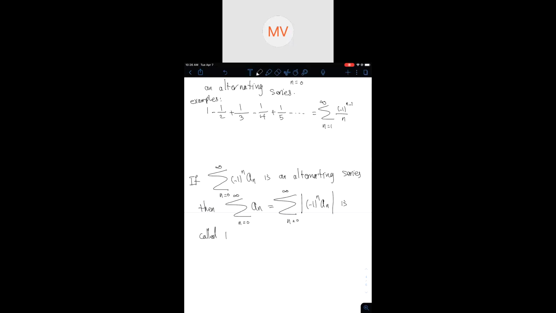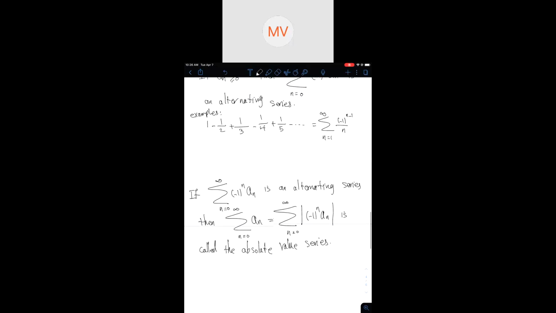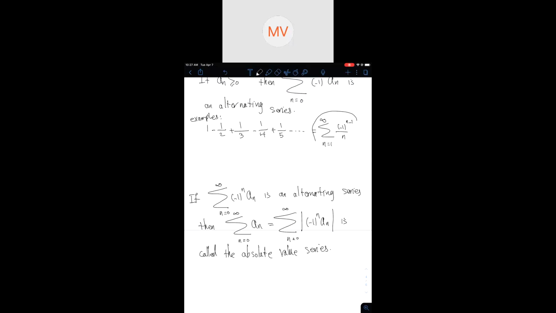It is called the absolute value series. Right? So, for example, for the one we started with as the first example, what's the absolute value series? The absolute value series is simply the sum of 1 over n, right? Which is 1 plus 1/2 plus 1/3 plus so on.